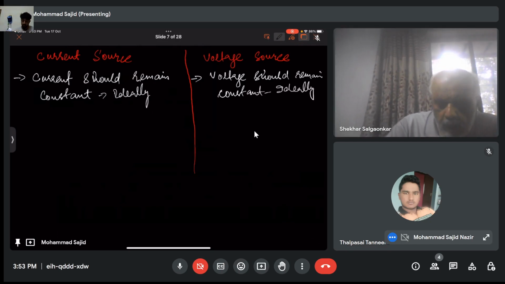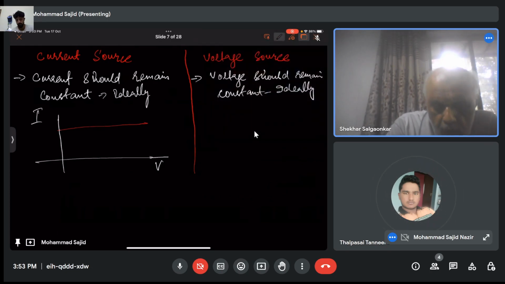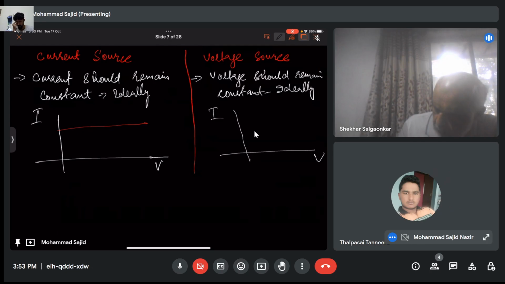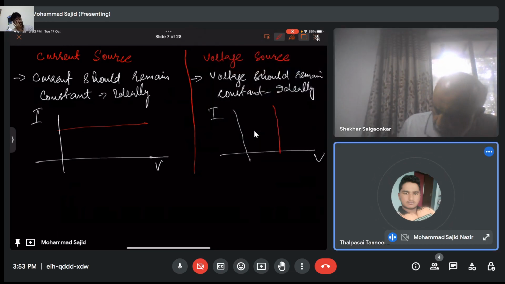So what does that mean? If I have to plot the IV characteristics of this current source, how should it be? It should be vertical, sir. I should remain constant, parallel to the V axis, like this. Similarly, for the voltage source, the IV characteristic is parallel to the I axis, the Y axis, right?